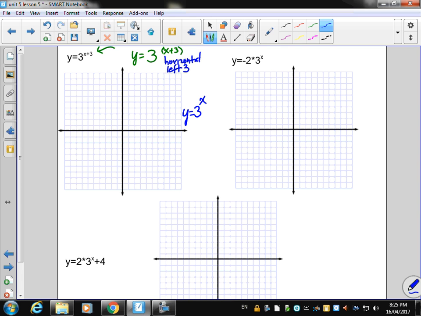3 to the x has a y-intercept of 1. I know that everything's going to triple as I go to the right. So I have point 1, 3, oh, fast, 9, and I've run out of space already. 1/3, 1/9, and so on. So for the function that I was given originally, y equals 3 to the x plus 3, I have everything moved over 3. 1, 2, 3, 1, 2, 3, 1, 2, 3, and it would have the very same shape otherwise.